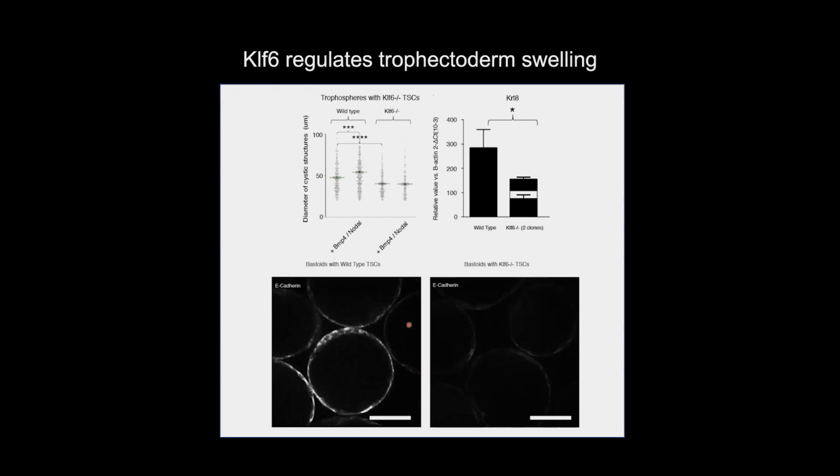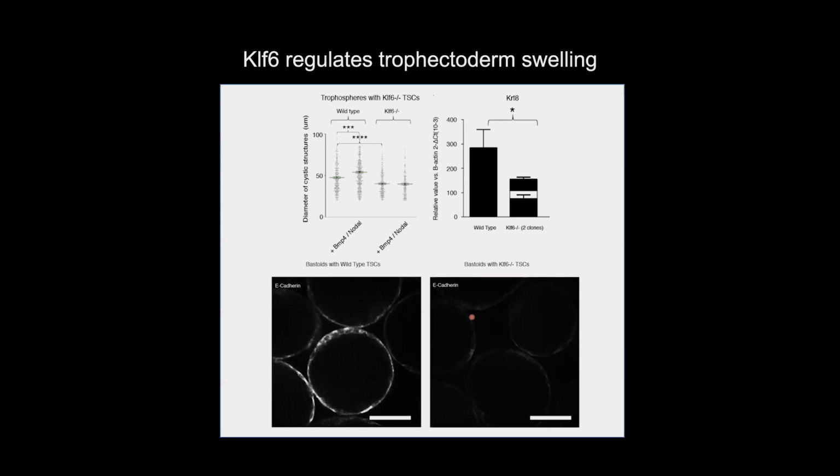So the last experiment that I'd like to show is that we can actually go back to trophospheres now, and we can stimulate those trophospheres with BMP4 and nodal, and the diameter is increasing. And now when we do the same thing with KLF6 knockout trophospheres, you can see that the trophospheres are smaller, and they don't respond at all to BMP4 and nodal. And we found a couple of things that are not properly regulated and that are related to epithelial development. One of the things is keratin 8, that is quite well known to play a role in epithelial development, and E-cadherin, also the intracellular part of E-cadherin was downregulated.